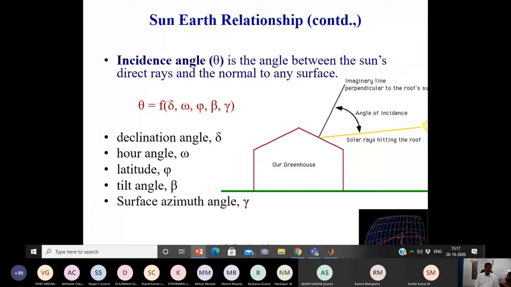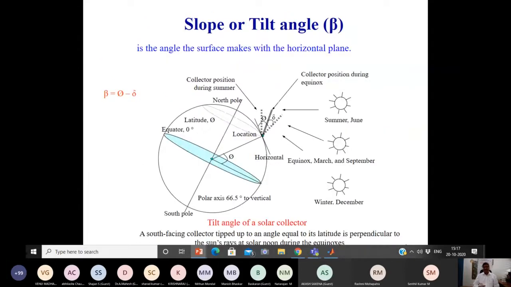Surface azimuth angle we can control, and tilt angle also, that is beta. This inclined line's angle to the ground or the horizontal surface, we are calling the tilt angle beta. So this beta and surface azimuth angle are in our control. These two can be controlled to make the minimum incidence angle. That is the main working principle of this solar geometry.